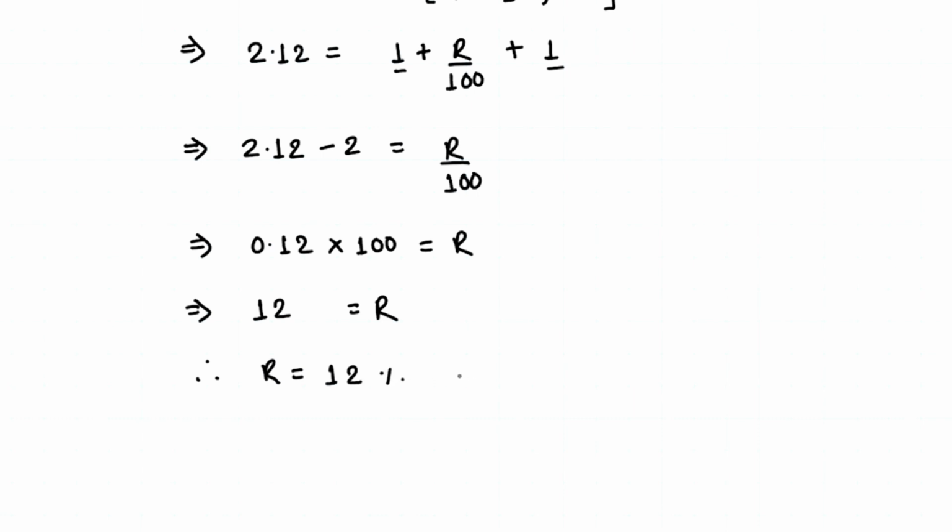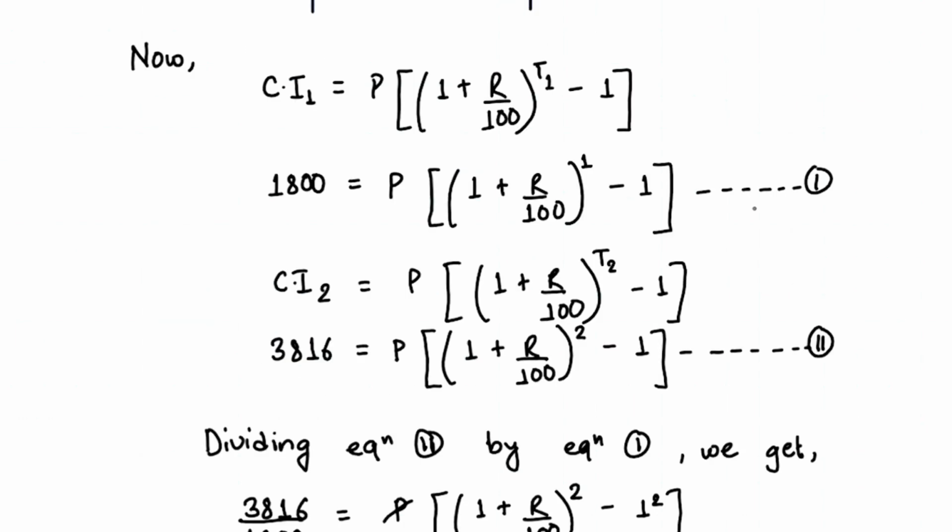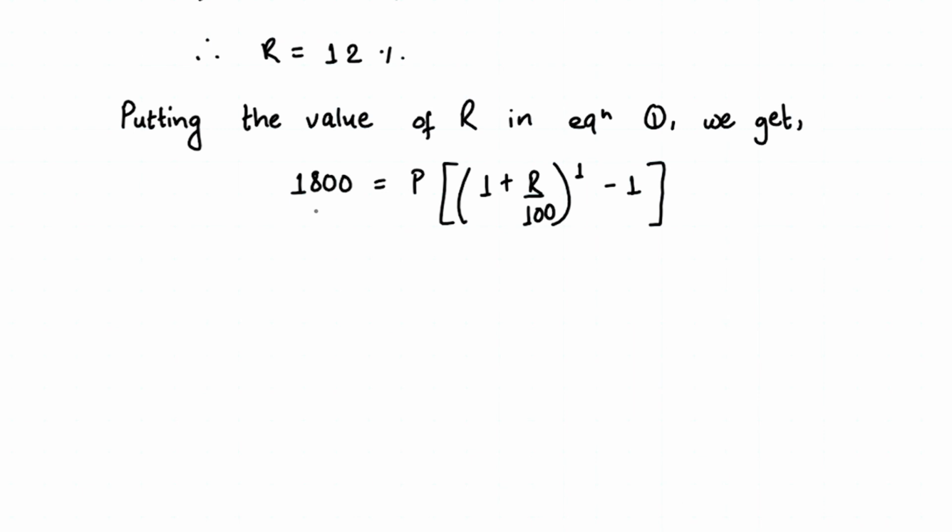And in this way, we have found our rate of compound interest. Now, for the principal, what we are going to do is we are going to substitute this value of R in one of our equations. So I'll be substituting the value of R in our first equation because this equation seems a little bit easier than our second equation. So putting the value of R in our first equation, this is our first equation, right? I just copied it down here.